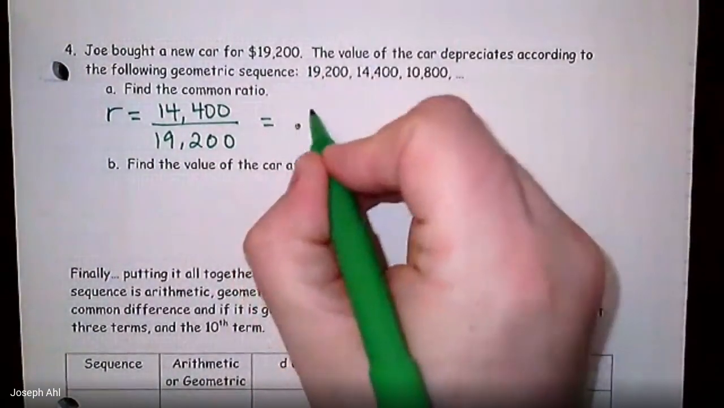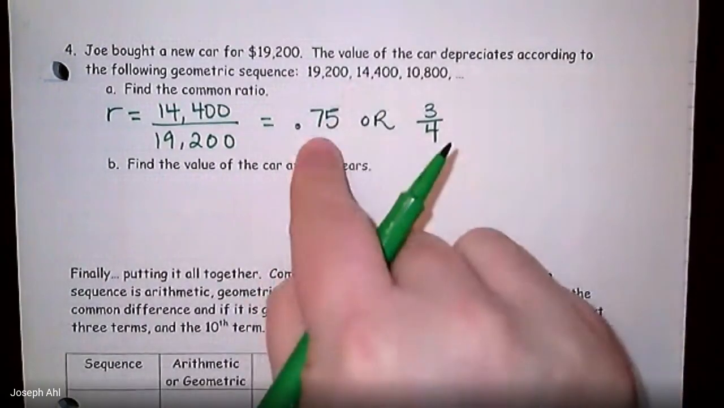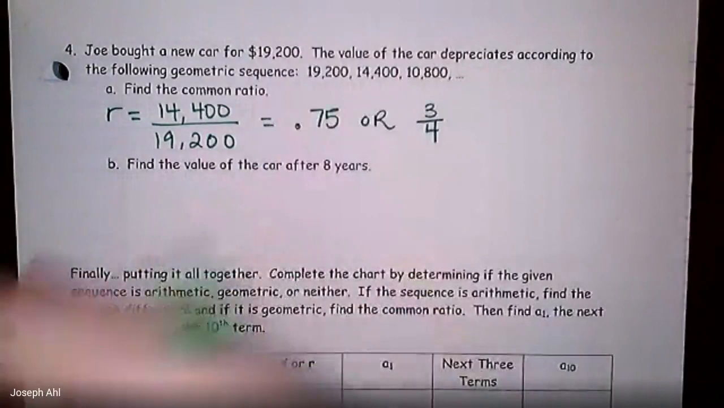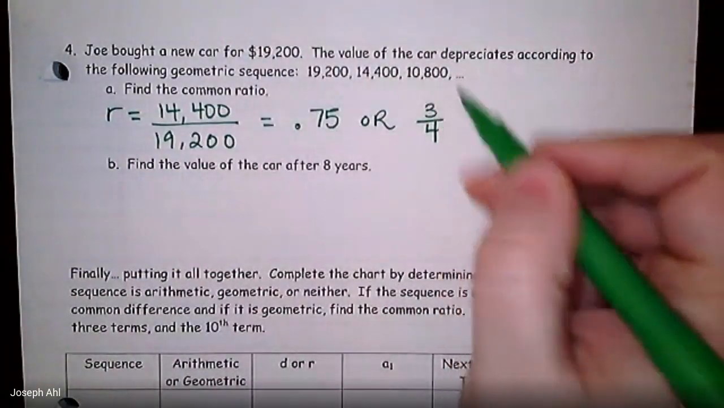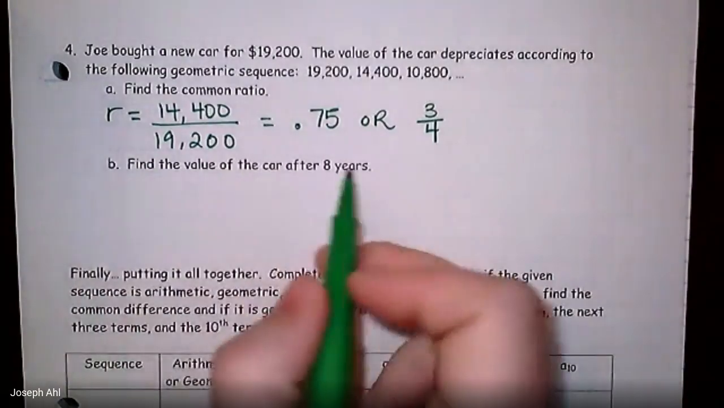So the way you would interpret that is that the car is worth 75% of what it was each year that follows. Okay, so you can use 3/4 if you want, or if you like the decimal 0.75, that's up to you.